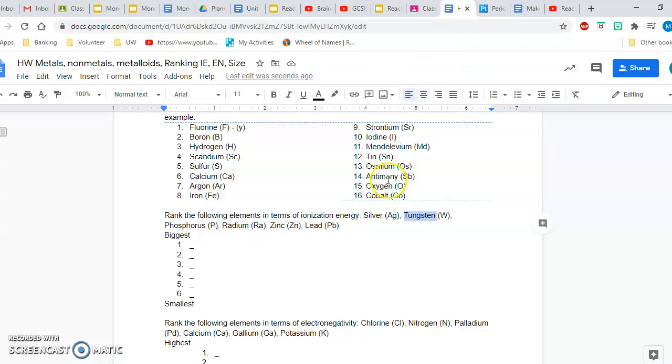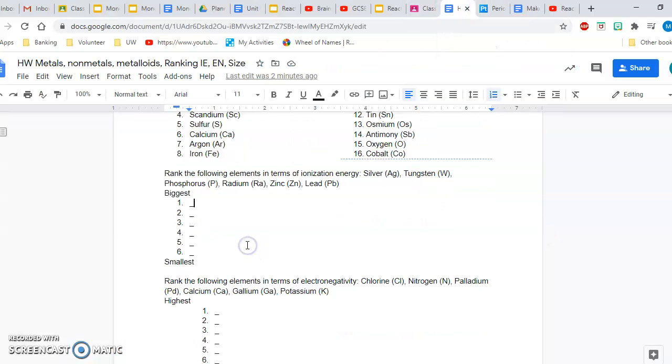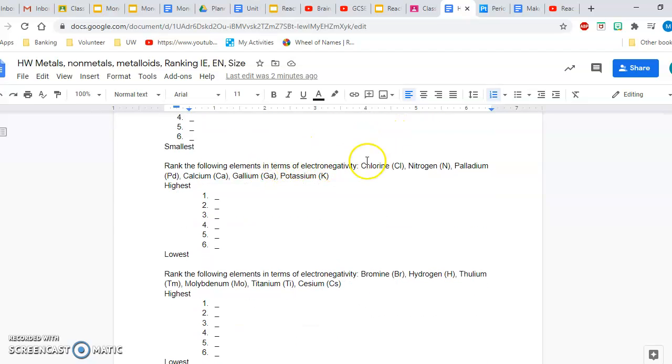And if our next one is silver and lead, then our lead is here. So this one is a little bit of a judgment because lead is more to the right but silver is higher up. But I would say lead would probably be the next one. I would put lead above our silver. So right now it'd be lead, silver, and then tungsten. But please go through and complete that for our ionization energy, and then the same thing for electronegativity.